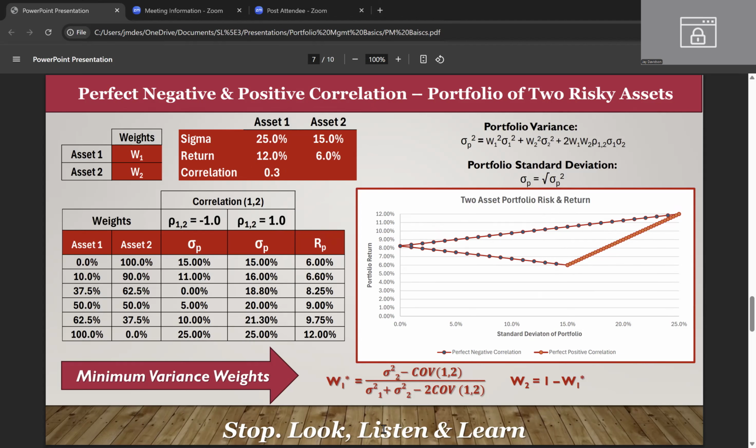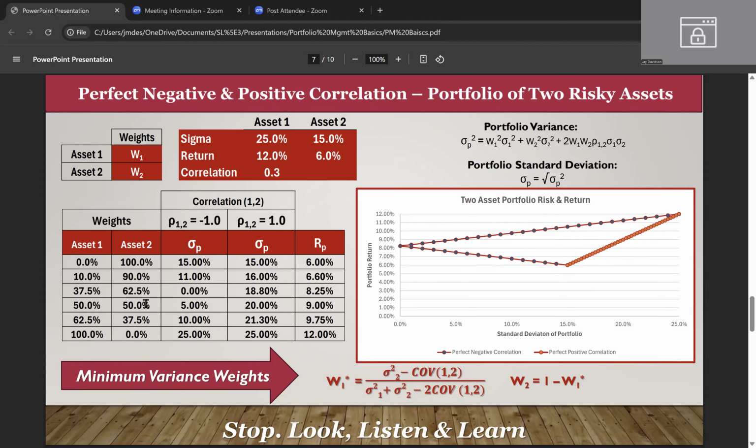So again, this is another stop, look, listen, and learn moment. You definitely want to have somewhere in your notes that if the returns of the two assets in a two asset portfolio are perfectly positively correlated, then there's no diversification benefit. And in fact, the standard deviation of the portfolio is simply going to be a weighted average of the standard deviations of those two assets. And you can kind of see that here.